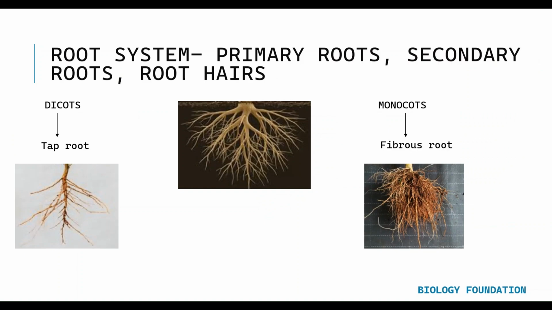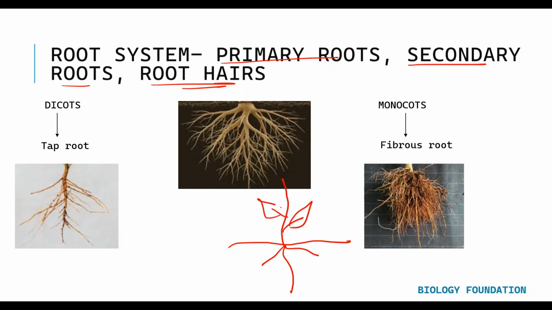Okay, so in detail, let's understand what the root system is, what the function of roots is, and whether there are any modifications of these roots. So what does the root system mainly comprise? It consists of primary roots, secondary roots, and root hairs. Now, what are primary roots? Let's assume this is soil. You have the roots that are developing. Now this is your main stem, and here you have leaves.